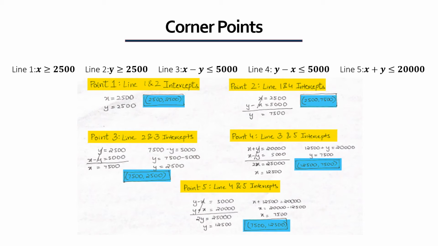For point 4, we're doing the same thing, but with line 3 and line 5 to get the intercept. 12,500 for X, 7,500 for Y. And then for the last one, we are solving line 4 and line 5 to get the intercepts: 7,500 for X, 12,500 for Y.